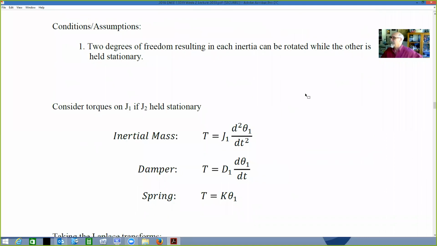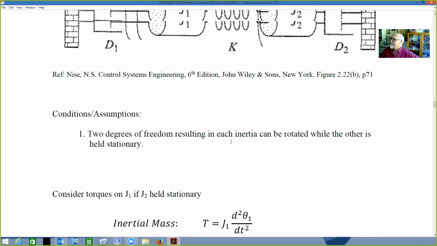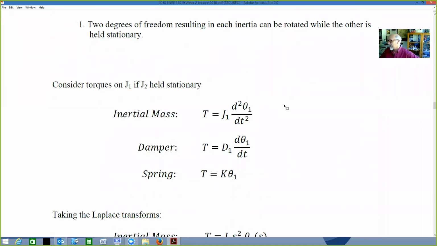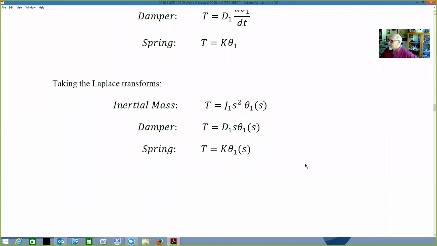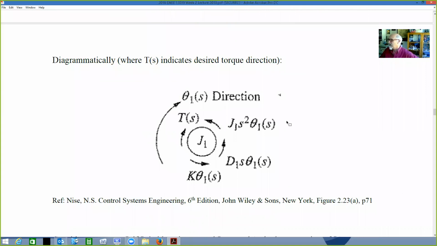Again, using our basic definitions, we've got a mass, a damper, and a spring. That's how we're able to define our system from our fundamentals. Take the Laplace transforms, get those, and then probably a good idea is to draw diagrams, which are very, very important.